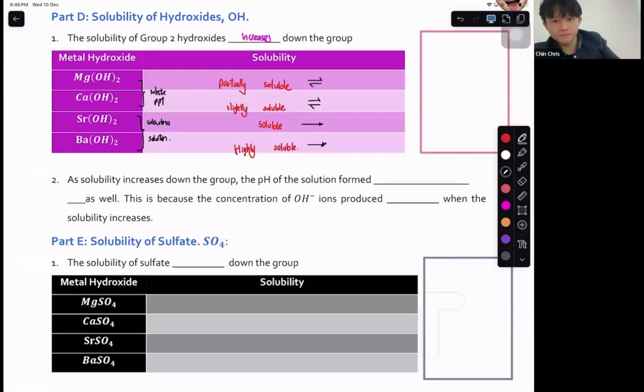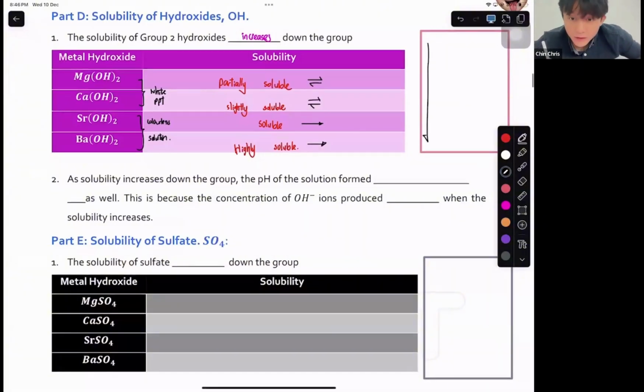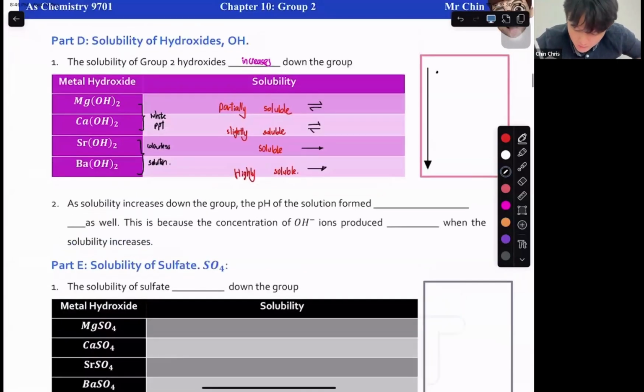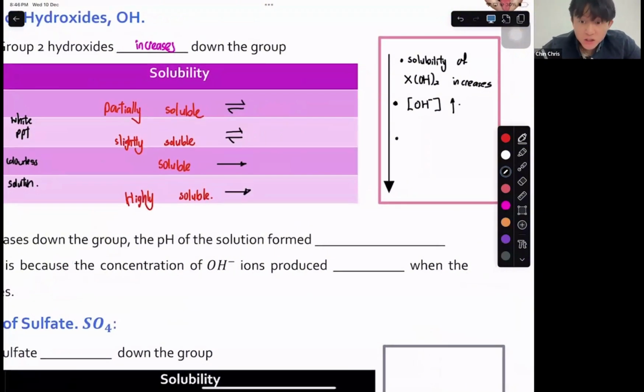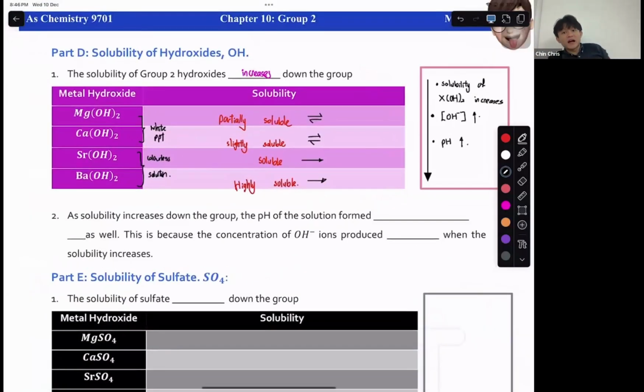All right, next. Guys, now let's look at it. I want you to write it down. As you go down, the solubility of group 2 hydroxides always increases, which means the concentration of your OH minus increases. Well done. Which means the pH is going to be higher.